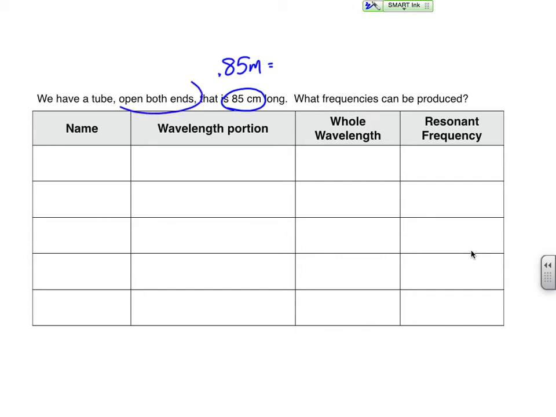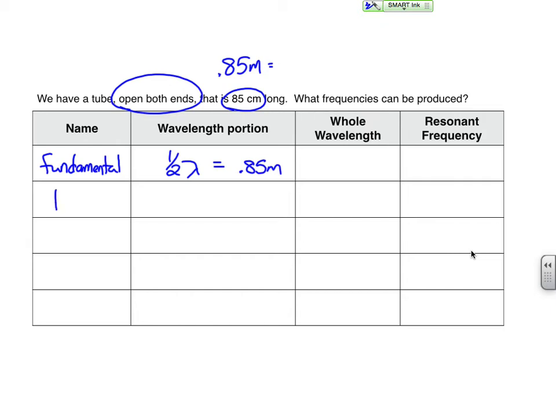Well, if the tube is open at both ends, then the fundamental is going to be how much of a wavelength? If both ends are the same? Yes, it's going to be 1/2 of a wavelength. And so we're saying 1/2 of a wavelength fits inside this tube. So we're saying 1/2 of a wavelength is 0.85 meters. That make sense? Yes.